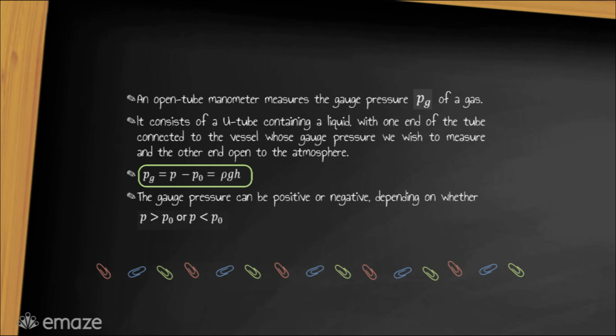Pressure on the gas inside the tank can be measured with Pg equal to P minus P0 equal to rho gh, where Pg is gas pressure, rho is liquid density, g is gravity, and h is the difference in height between the two tips of the liquid inside the tube. The gauge pressure can be positive or negative, depending on whether P is more than P0 or P is less than P0.